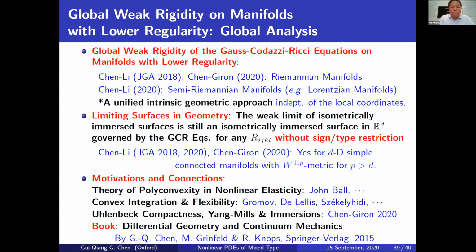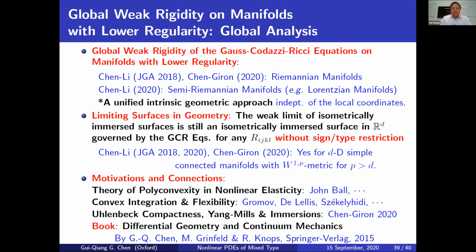Of course, those problems were actually motivated by the theorem of polyconvexity in nonlinear elasticity by John Ball. He started with the determinant, then moved into the theorem of polyconvexity. This also connects with convex integration and flexibility by De Lellis, Székelyhidi, and many others after Gromov. It is also connected with compensated compactness. And we found this idea also useful: we handle the Yang-Mills equations and general immersion problems.